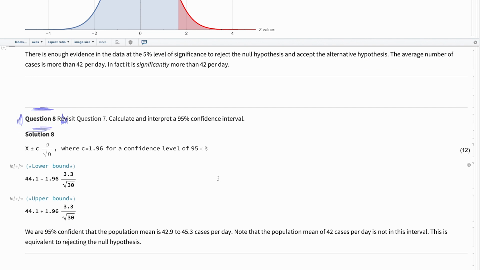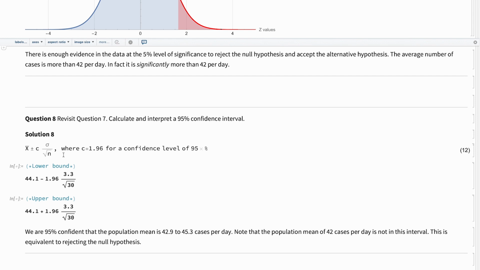Revisit question number 7. Calculate and interpret the 95% confidence interval. So we've just rejected the null hypothesis. Do you think that the population mean mu will be within the confidence intervals that we calculate? No, it should not be. We've just rejected the null hypothesis. We better find intervals that do not contain the mean value of 42.